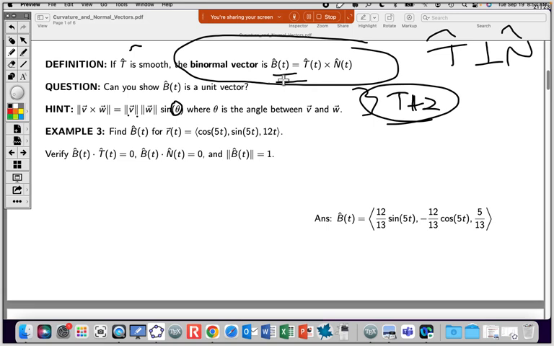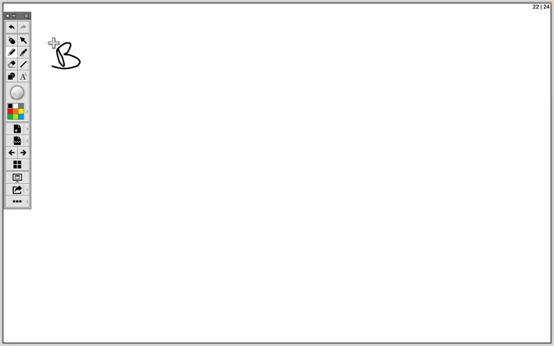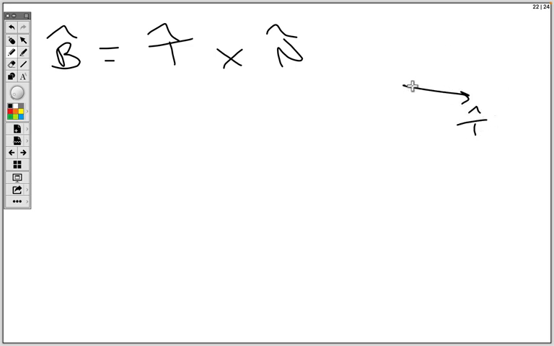Now once again, b hat being a cross product, we're technically living only in 3 space, although if you are in 2 space, you can sort of cheese your way into 3 space with the z component of 0. But let's find b hat here for our helix. So b hat is t hat cross n hat. So geometrically, here's t hat, here's n hat at 90 degrees, and then using the right-hand rule, this would be b hat sitting up there. So now we've got like a portable 3-dimensional coordinate system.